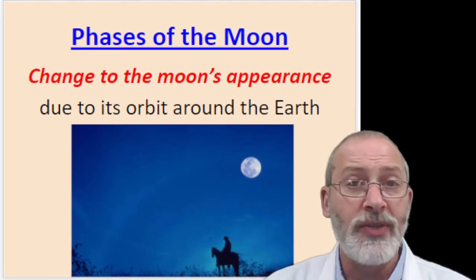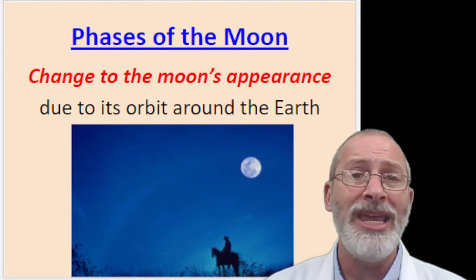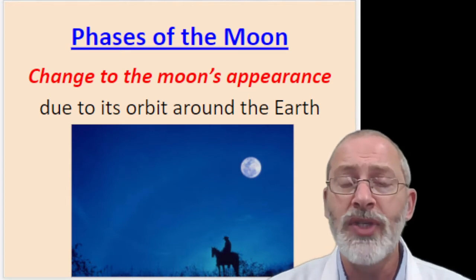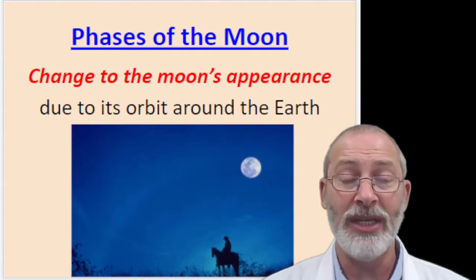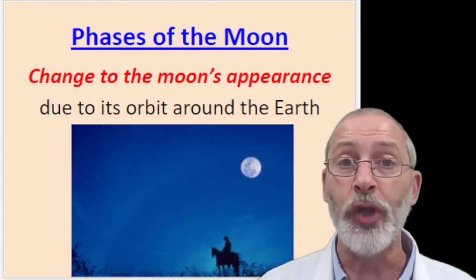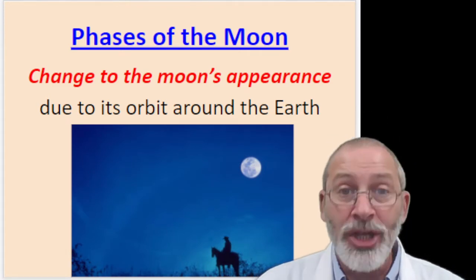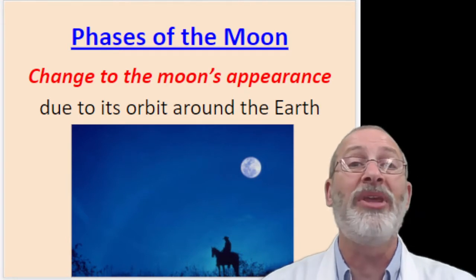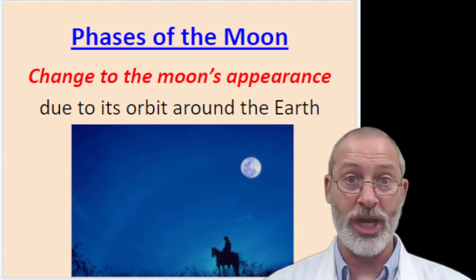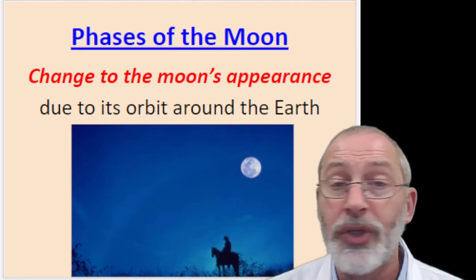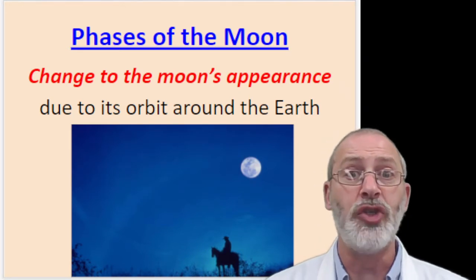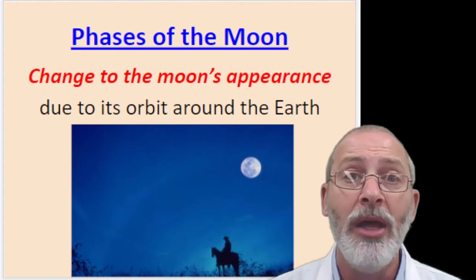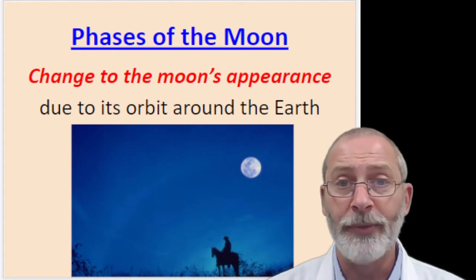So what are the phases of the moon? Well, they are a change to the moon's appearance. In other words, how we view it. Nothing really is changing on the moon, but the way we see the moon, the way it appears to us, is changing. And this is a direct result of, it is due to its orbit around the Earth.